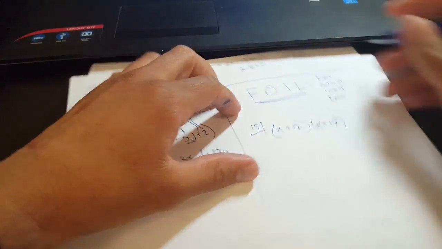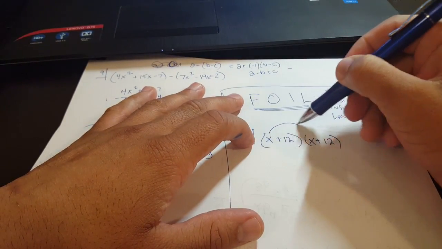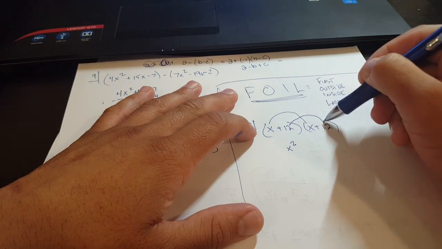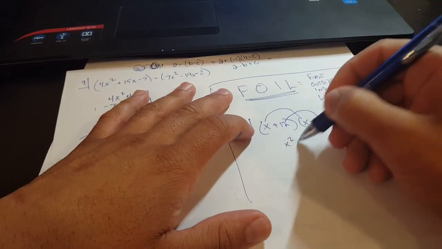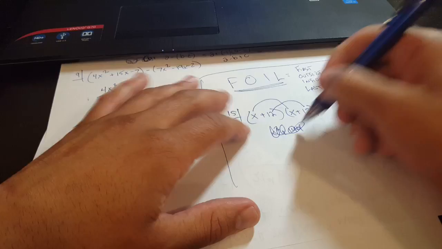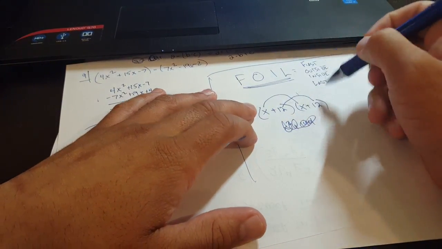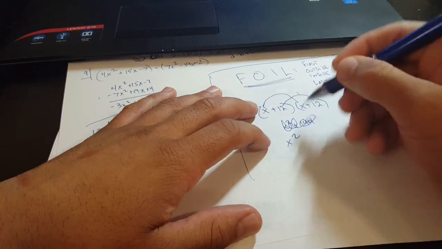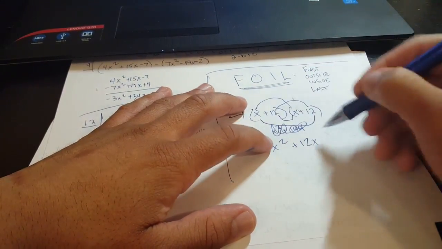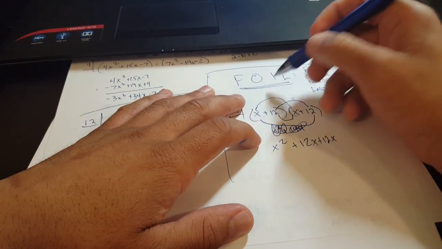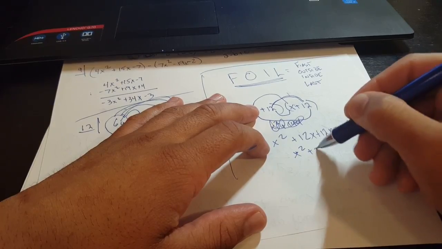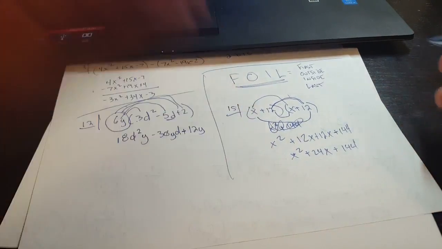So we're going to use this thing called FOIL, right? So first we're going to multiply our firsts together, so x squared. Now we're going to multiply our outsides together. Oh, I did it wrong, right? First, we're going to do our firsts together, which would be x squared. Now we're going to do our outsides, plus 12x. Now we're going to do the insides, which is plus 12x. And then our last, which would be 12 times 12. So now we just simplify that. x squared plus 24x plus 144. That's all those ones.